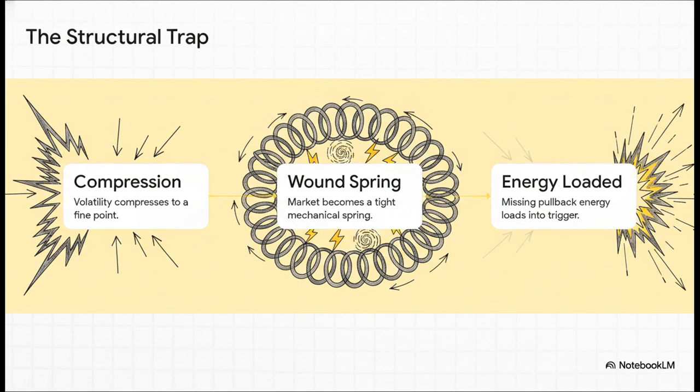Now this builds what we call the deadly structural trap. Volatility gets compressed down to a super fine point. Retail traders see this frustrating sideways grind and they think, it's a reversal pattern. So they start aggressively shorting the wicks, hiding their stop losses just above that consolidation ceiling. But because there never was a pullback, all that missing wave B energy, plus all that trapped short energy, bypasses the drop and gets forcefully loaded into a highly combustible wave C trigger. The market essentially becomes a tightly wound mechanical spring, just waiting to snap.